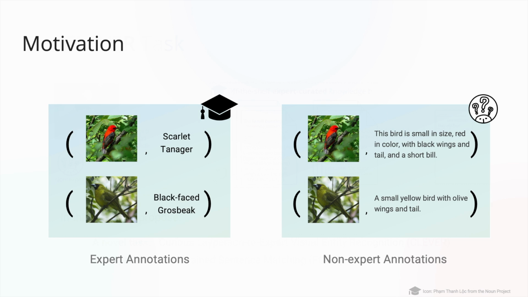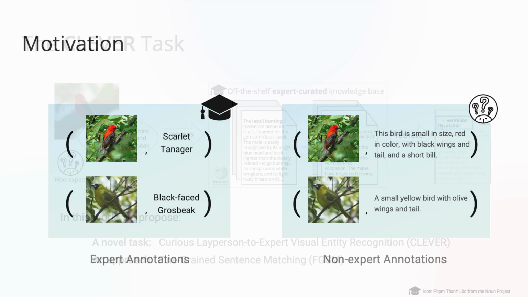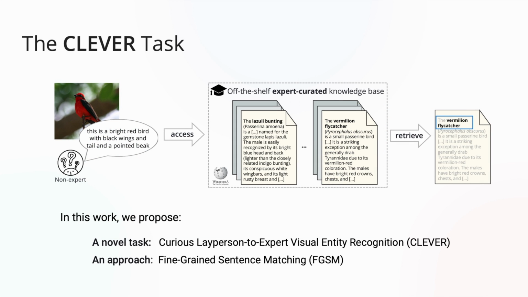The difference between how humans approach this problem and how we train current models motivates us to introduce a new task. Hence, we propose a novel problem that utilizes images and class-agnostic non-expert descriptions to classify the images by retrieving the corresponding entry from a corpus of expert documents. We call this task Clever.